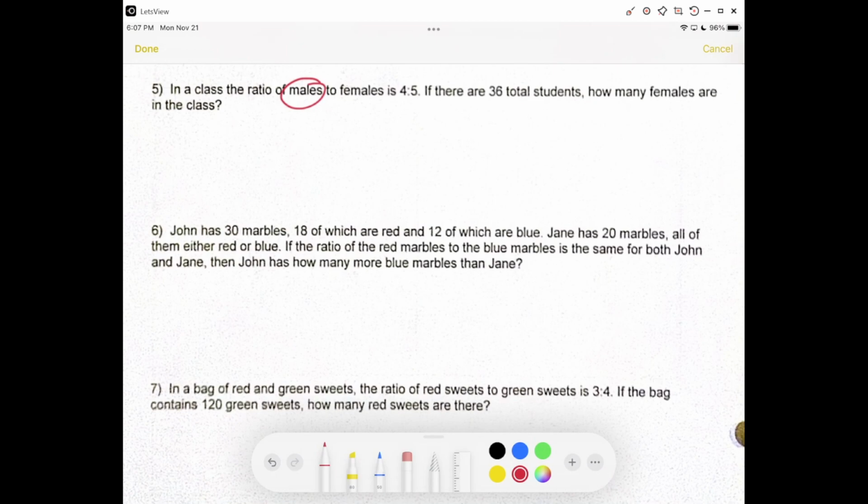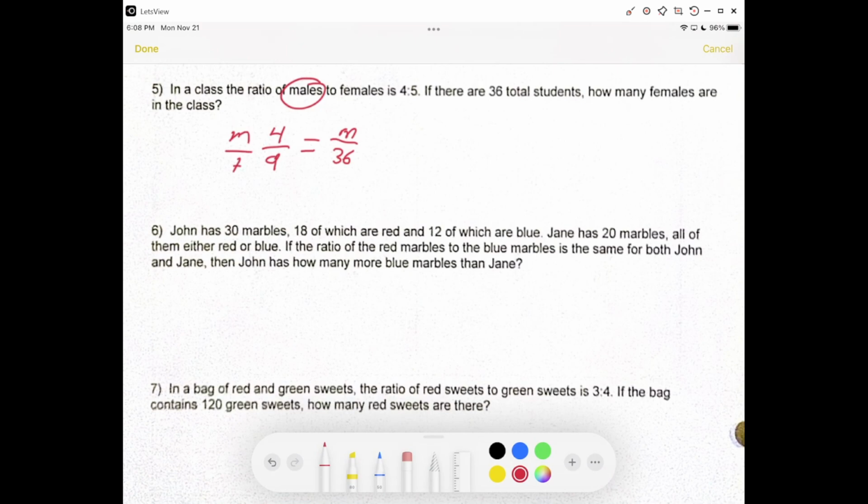We know that the ratio between males to total number of students is 4 to 9, because the total would be 4 plus 5, right? So it's going to be 4 to 9. And we know that the total is 36 students. And we want to find out how many males and females. But for now, we just want to find out how many males there are.